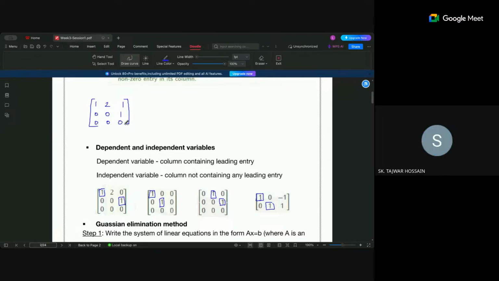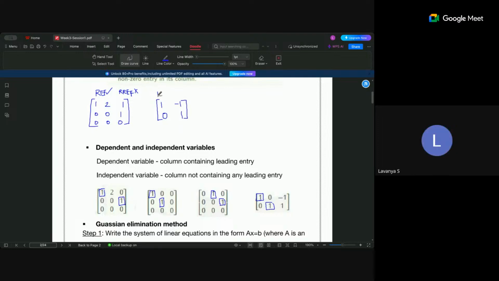No, ma'am, because of the last column. Is this in REF form? Yes, ma'am, it is. So this is REF, but not RREF. Okay. What about this matrix? It is REF. It is RREF. Yes, in both.